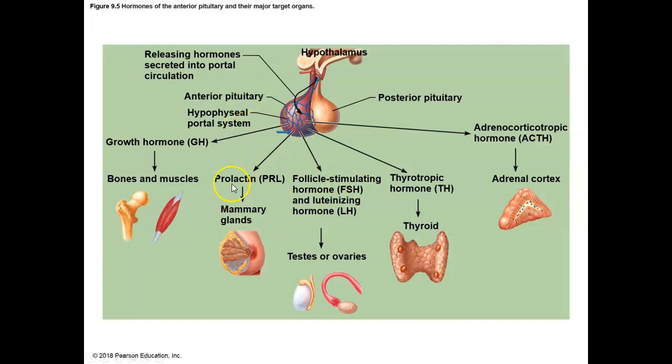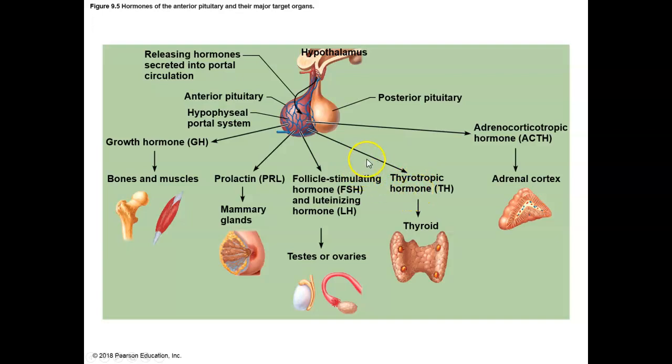Here we have prolactin, stimulates mammary glands to produce milk so that when the baby is born, you have breast milk available. We have then four tropic hormones, follicle stimulating hormone and luteinizing hormone. These are both what we call gonadotropic hormones because they act on your gonads. Gonads are your sex organs like testes and ovaries. And they stimulate the secretion of hormones as well as the secretion of egg or sperm.